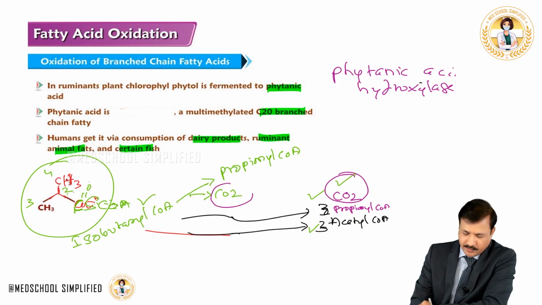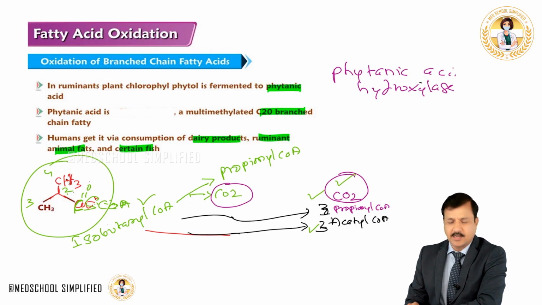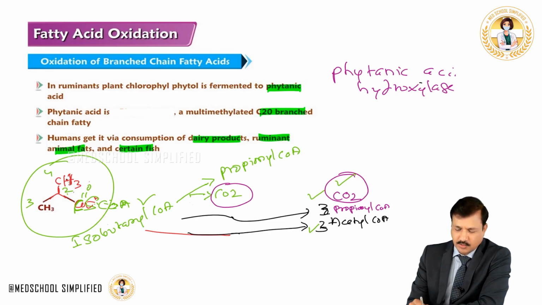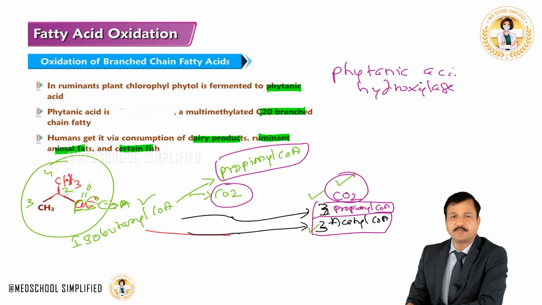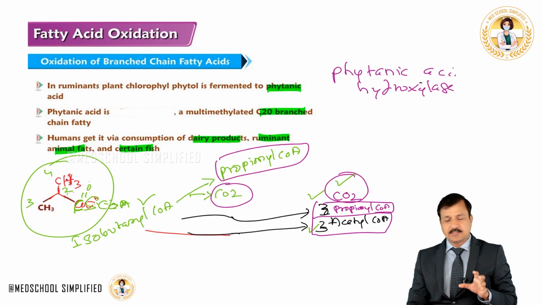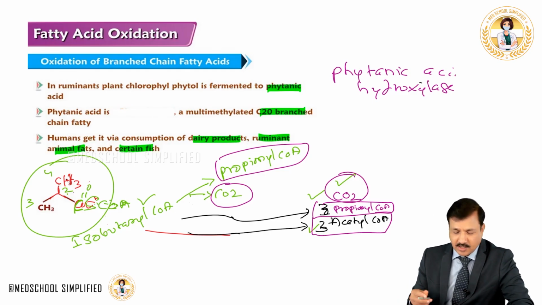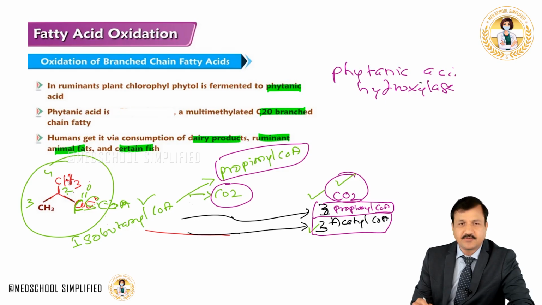isobutyryl-CoA is converted into propanenyl-CoA and another carbon dioxide is released. So we have 2 carbon dioxide there and 3 propanenyl-CoA here and 1 propanenyl-CoA here coming from isobutyryl-CoA. So that means 4 propanenyl-CoA and 3 acetyl-CoA. So like this also we can say. So the products of branched chain fatty acid, phytanic acid, can be said in two ways.